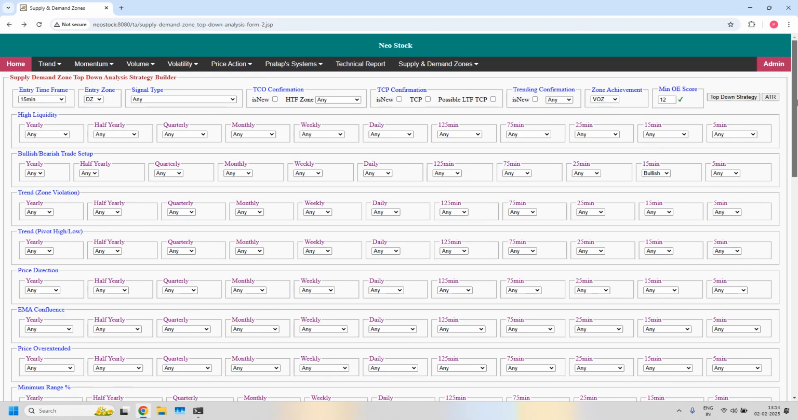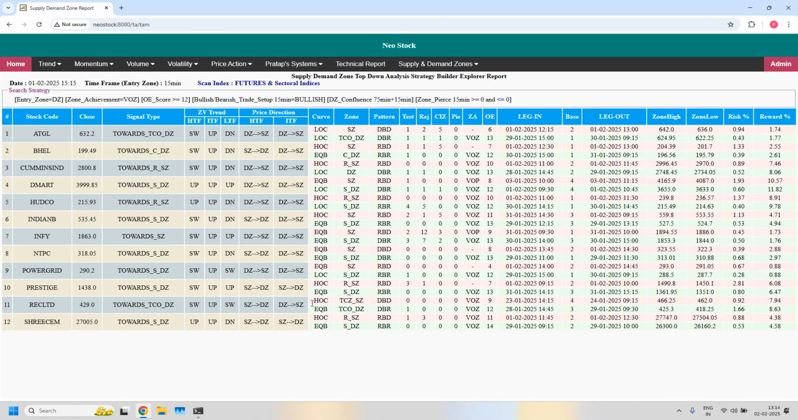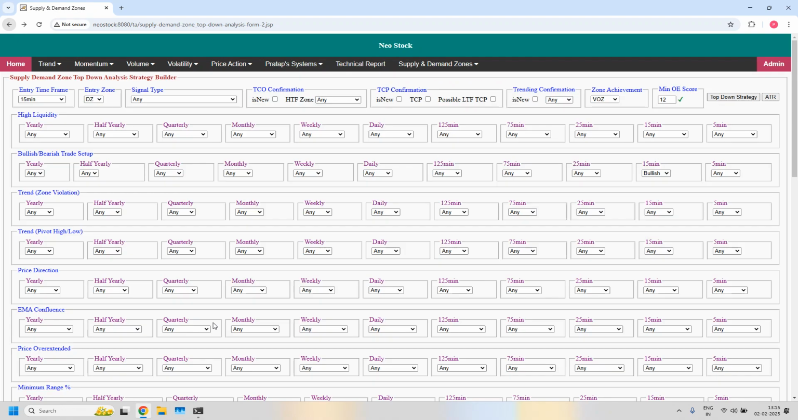So with this filter, we got 12 stocks. In all these 12 stocks, these 15 minutes demand zones are part of the 75 minutes demand zone. And the 75 minutes trend, that is ITF trend, is uptrend because it is a bullish trade setup. Because the 75 minutes trend is up, if the 75 minutes demand zone has daily EMA confluence, those zones could be even more high probability setup supported zones. Let's verify.